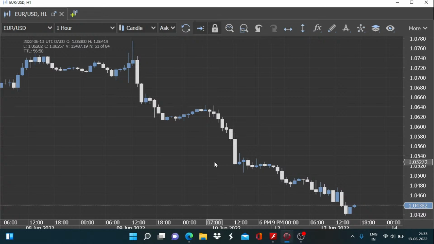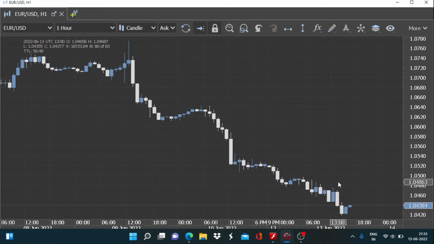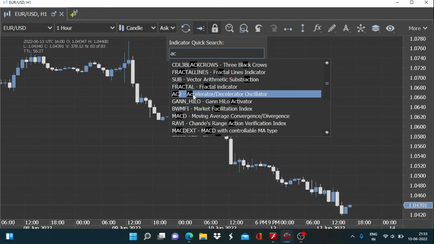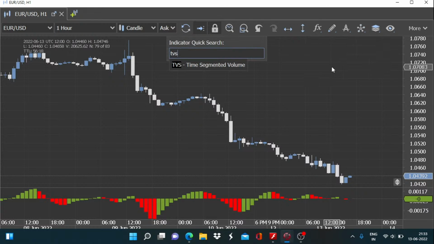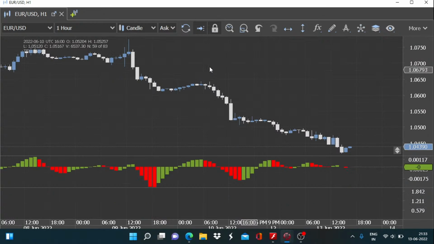This is the Euro USD chart with the plotting being done on the hourly candle period. I will look for the indicators here. Let's do a quick search. We need AC. Here it is, Acceleration Deceleration Oscillator. And along with this, we also need the TSV, Time Segmented Volume. So the plotting has been done.